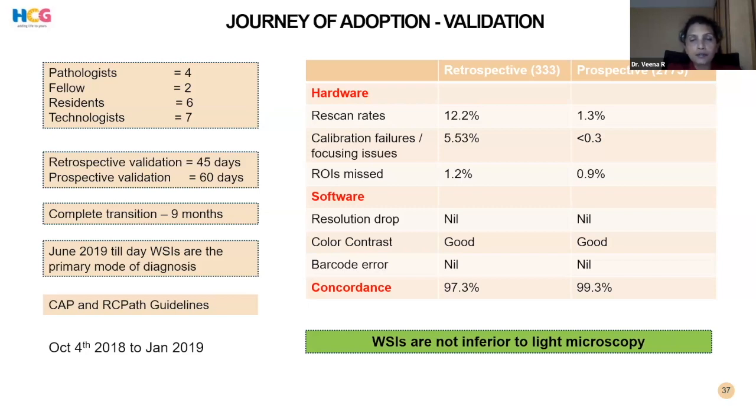For getting a very good quality of image, we had to work on that, and train our technicians to make good quality slides, so that good quality images are produced. And with all these changes, when we did a prospective validation, that is day-to-day reporting, comparing that with microscopy, our concordance rates improved to 99.3%.